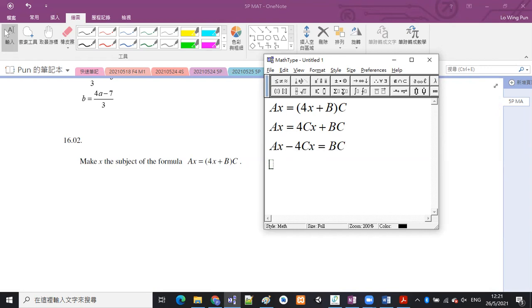Okay, and then what should be done in the next step? I want x to be the subject, so I have already put all the x terms to one side. The next step should be just factorize. Yes, taking out the common factor x, open the bracket. What is remaining inside the bracket? Yes, a minus 4c, okay? And the right-hand side is still bc. And finally, we just divide the bracket to the right-hand side, and we have bc over a minus 4c, okay? And there is no more common factor which can be cancelled, right? So, that is the answer.